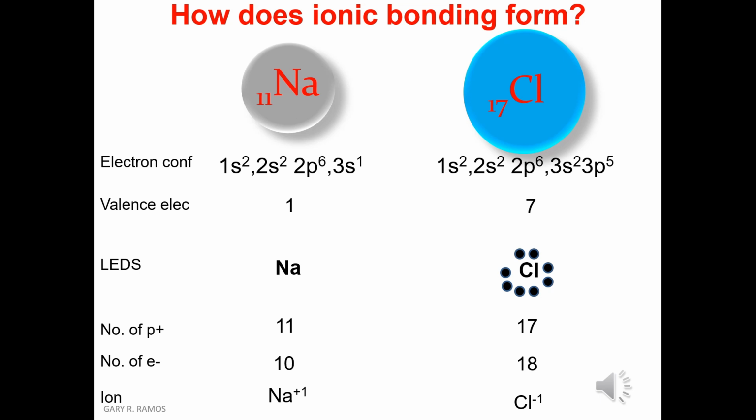For chlorine, the number of protons is 17 and the number of electrons is 18. Now, the chlorine becomes negative 1. This is because the number of electrons in chlorine is greater by 1 compared to its protons, which is 17.